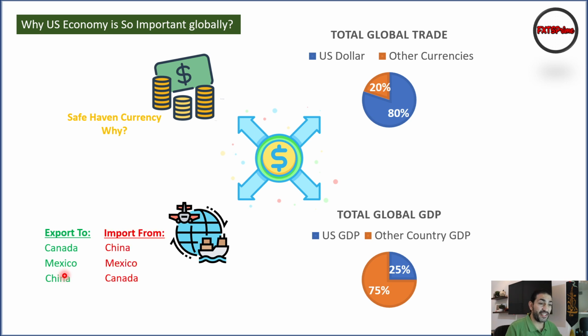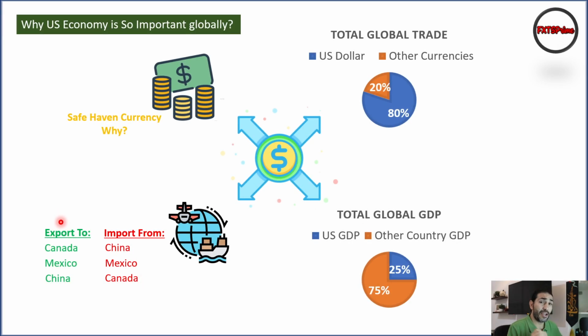So vice versa, when it comes to the US importing, they are dealing with the same countries but the other way around. They start to import from China, then Mexico, then Canada. So that's why the trade war between China and America is big and has an effect on the market.